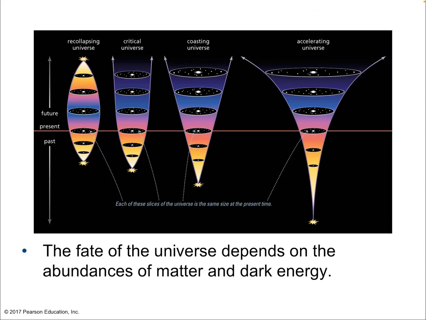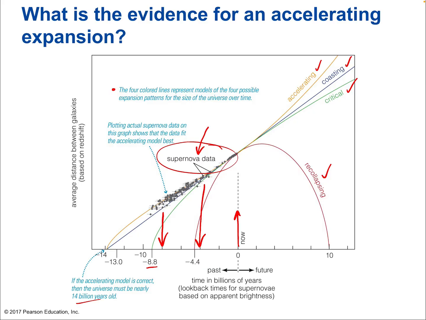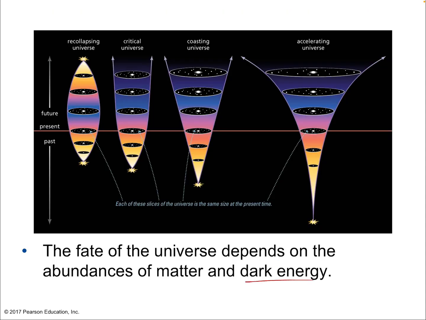All right, so the fate of the universe depends on the abundance of matter and this mysterious thing, dark energy, which we'll talk about more. Here are the same models, but instead of shown on a graph of average distance between galaxies versus time, it's shown as pictures with the present, the now being right along the midline, and looking back in time in each case to the Big Bang, shown as the starburst, and we can see the different types of universe, right? A recollapsing universe, a critical universe, a coasting universe, okay?